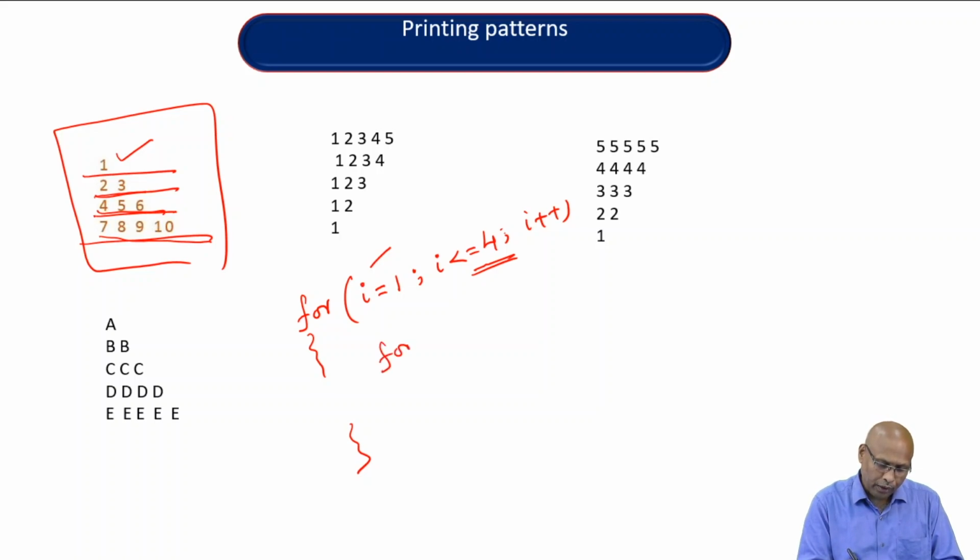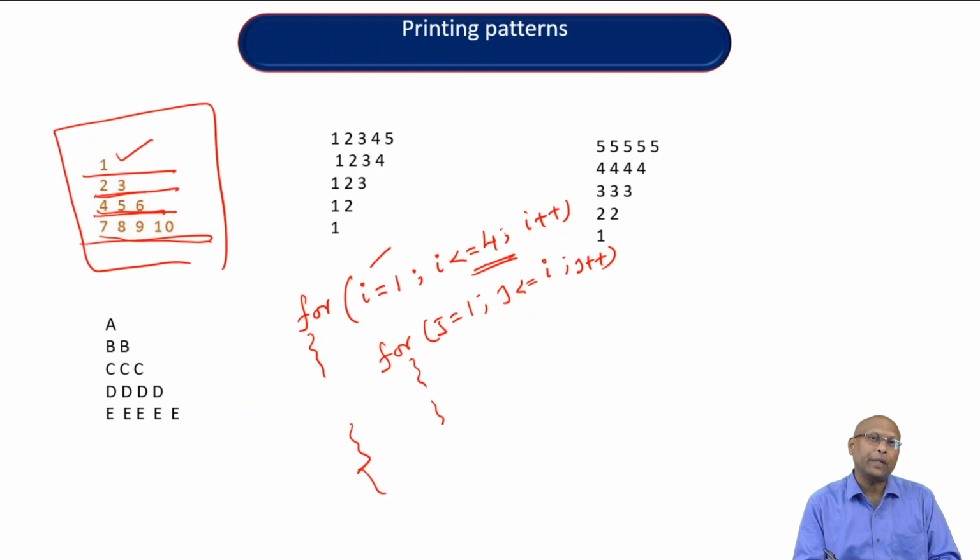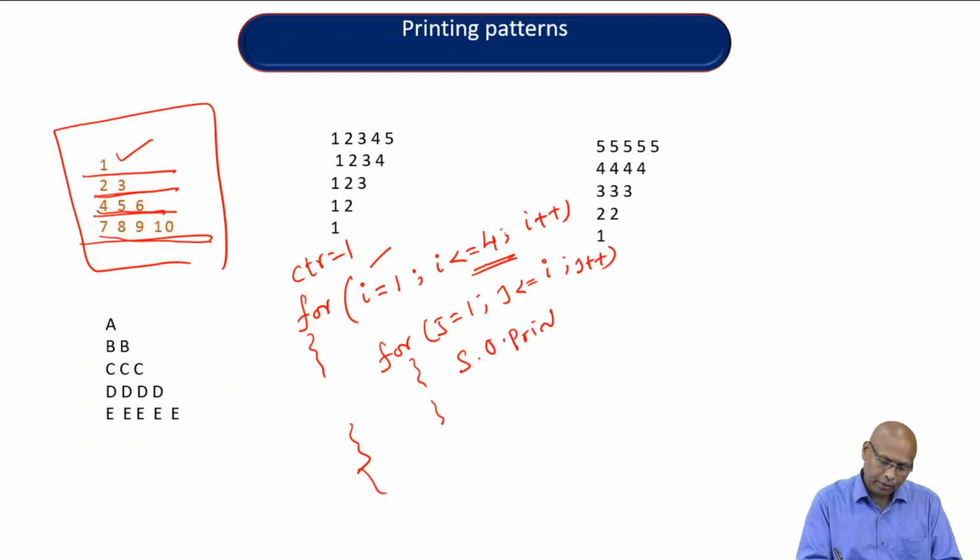So, my inner loop: for j equal to 1 until j less than or equal to i, j plus plus. In the inner loop, I have to print. What do I have to print? First 1, then 2, 3. So, before that, I have to make a counter. Initially, counter is 1. So, System.out.print. What do you have to print? The counter I will print.